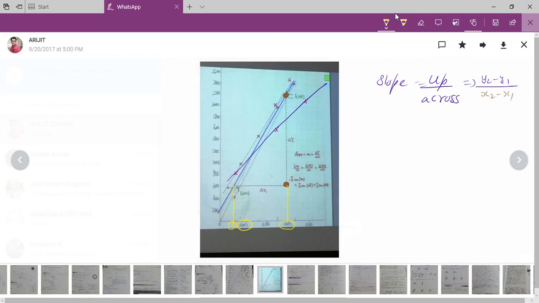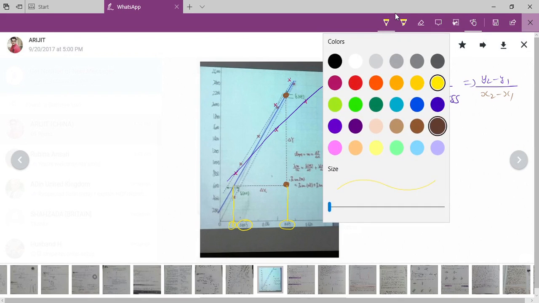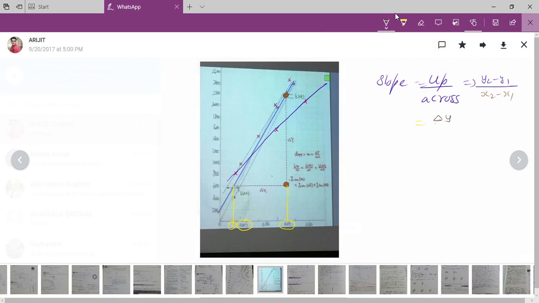Slope equals up upon across, so that means del y by del x, and here is your slope, that is your m. You can also take del on your left-hand side, so it will be del m upon m, equals to del y upon y plus del x upon x. It is a division we are doing here, m equals del y by del x.